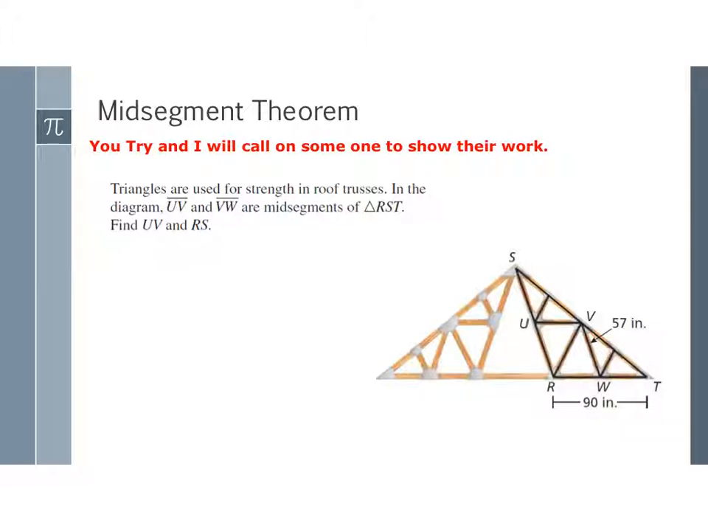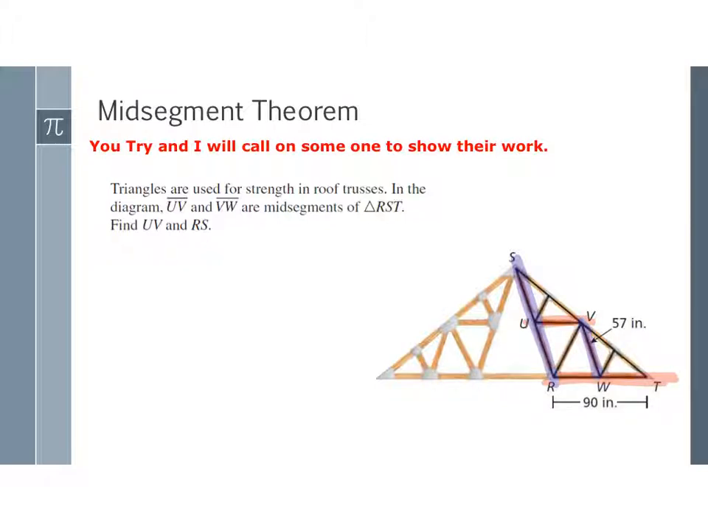Triangles are used for strength in roof trusses. In the diagram, UV and VW are midsegments. So if I automatically know that those are midsegments, I know that UV has to be parallel to RT, and VW is parallel to SR. So it tells me that I need to find UV and RS.